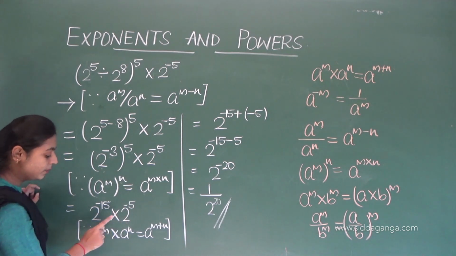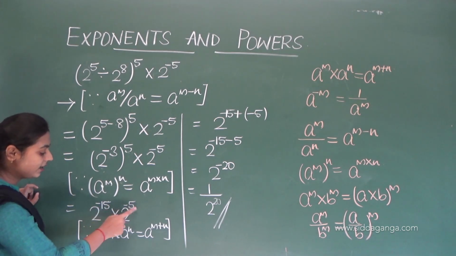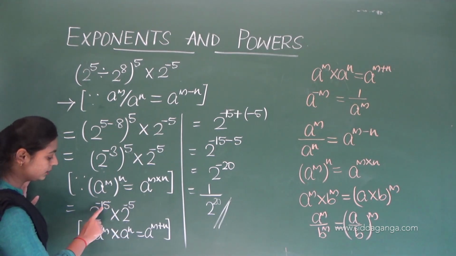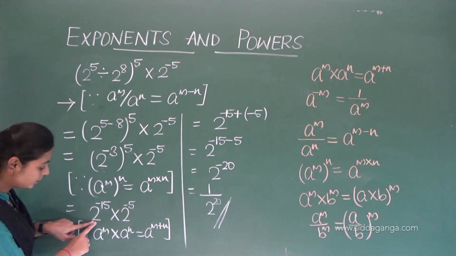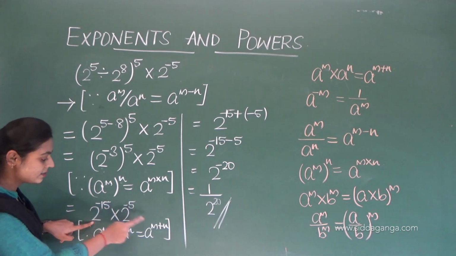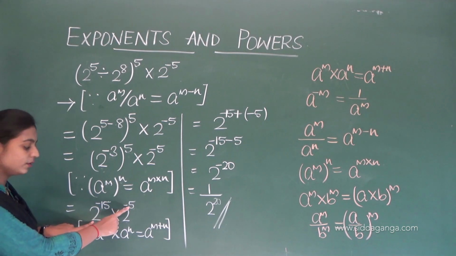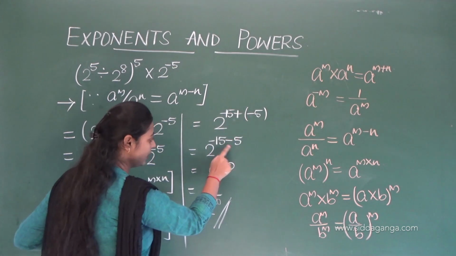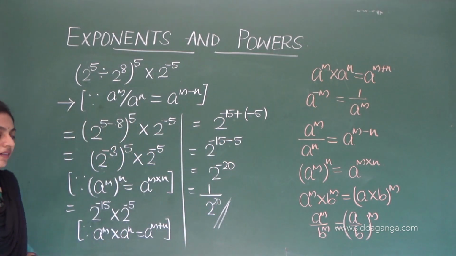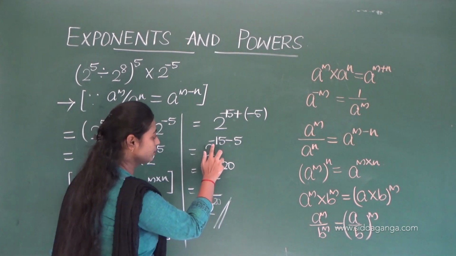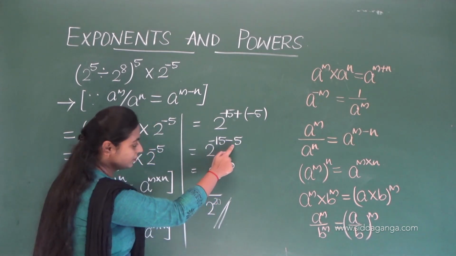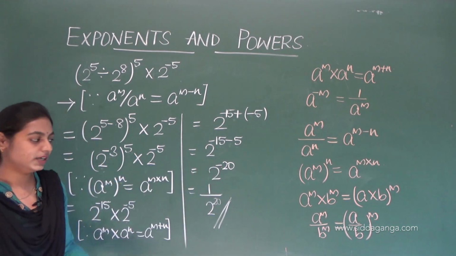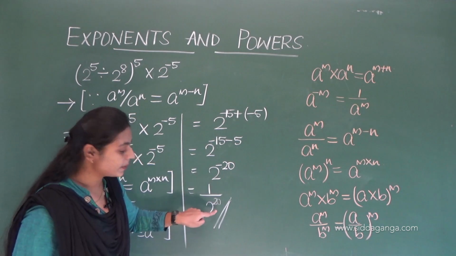The base is similar and it is a multiplication condition, so we can add those two exponents. So a power m into a power n is a to the power of m plus n. So 2 to the power of minus 15 plus minus 5. Plus into minus is minus, minus 15 minus 5. There are two negative numbers, so we can add those two numbers: 2 to the power of minus 20. So the exponent is negative, so 1 divided by 2 raised to 20.